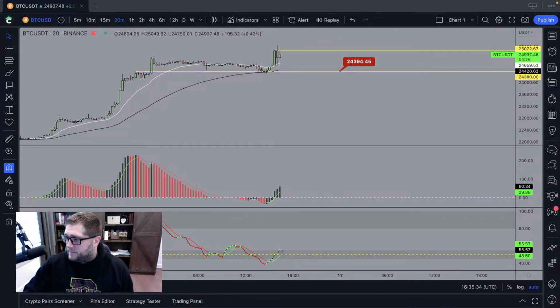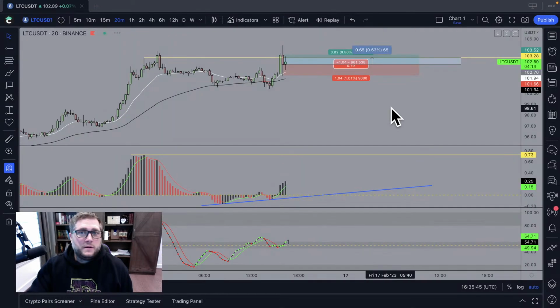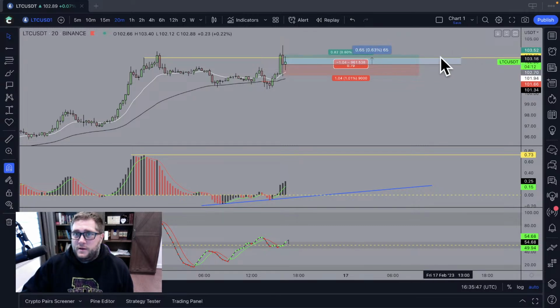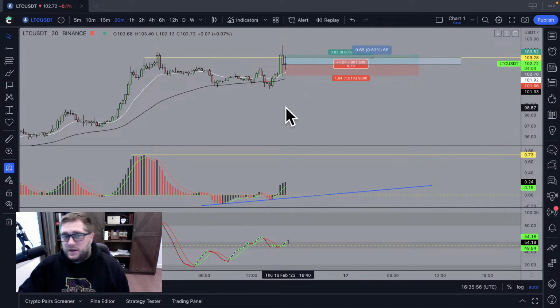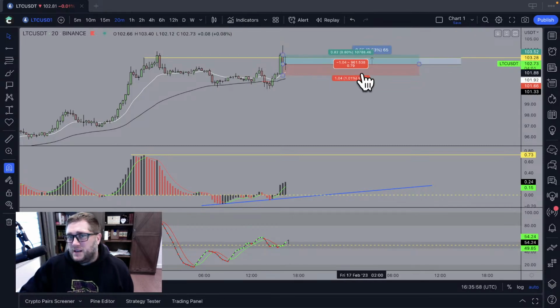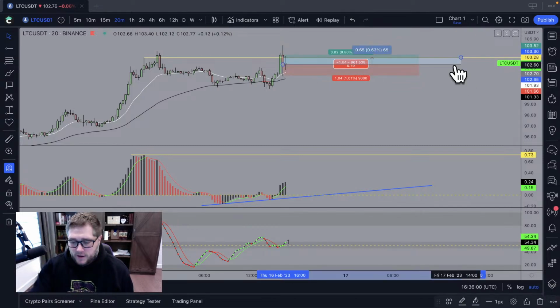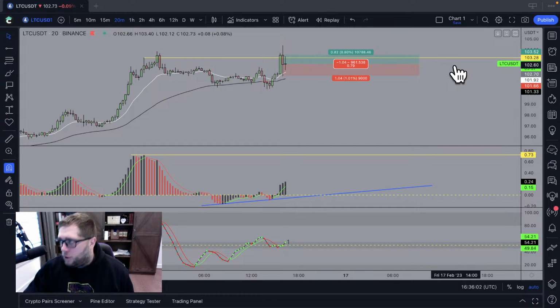Let's see. So we have one trade. That's pretty cool on Litecoin. There you go. On Litecoin, let's see. There's Litecoin, hit our target of 0.63. Looks like we may hit our 1035, probably not, maybe. I don't know. We'll have to see. But that one's an easy trade. That one's an easy trade. You can take that trade all day long.